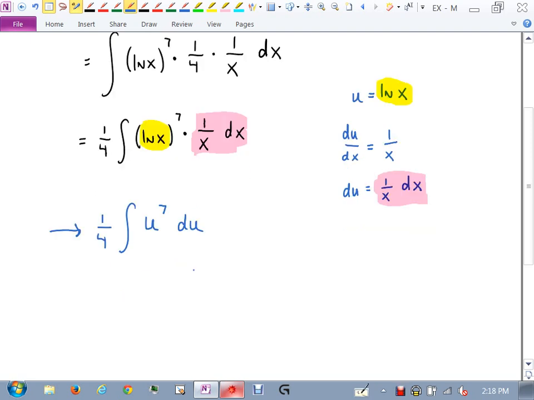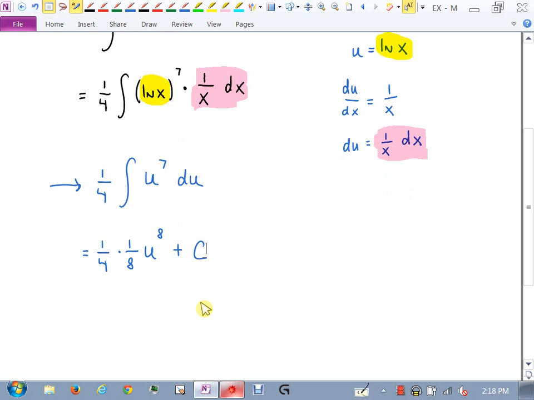What is the antiderivative of u to the 7th? 1 over 8 u to the 8th, plus c, thank you. Which is 1/32 u to the 8th. What's u? ln x to the 8th, plus c. Done.